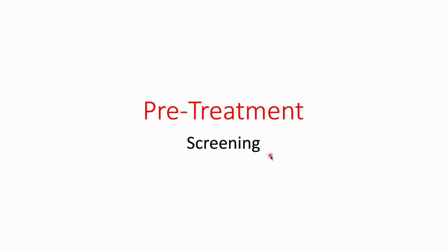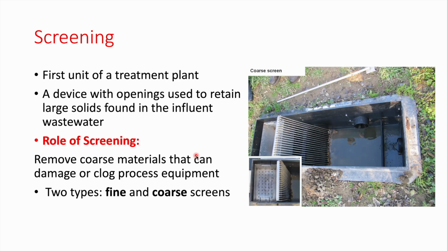Let's start with the screening process. Screening is the first unit of a treatment plant. It is a very simple device. We place it in the wastewater channel at the intake of the wastewater. It consists of bars, as you can see in this picture, and the big objects will be trapped and retained in this area while the water will continue flowing into the next process.